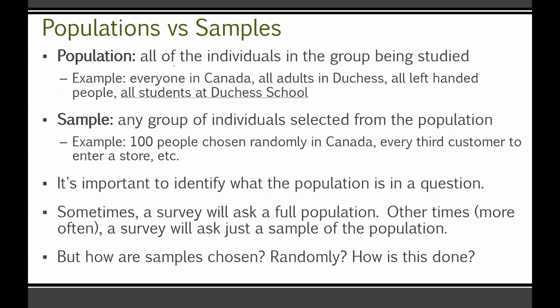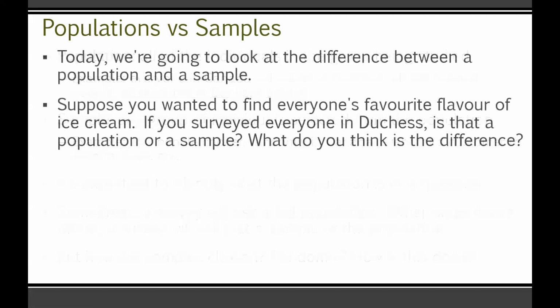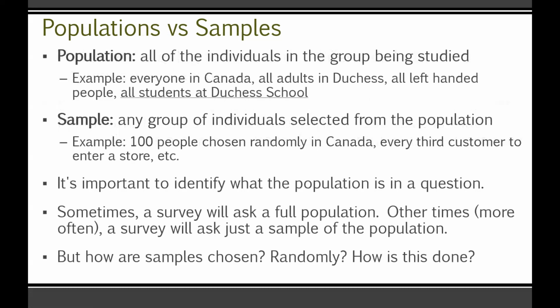A population is just all of the individuals in a group being studied. Now, if you go back to the question, if you were thinking about everyone in the world's favorite flavor of ice cream, well, then in that case, you'd have to say it's just a sample because this is just one town out of an entire world of people. Anyway, so a population, all the individuals in a group being studied. So for example, it could be everyone in Canada. Could be all adults in Dutchess. It could be all left-handed people. It could be all students at Dutchess School. It could be anything like that, right? So as long as it matches the entire group you're studying, that's what we would call a population.